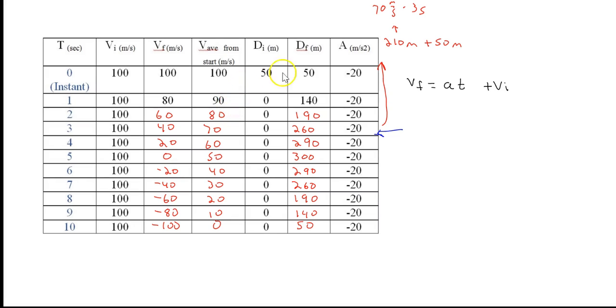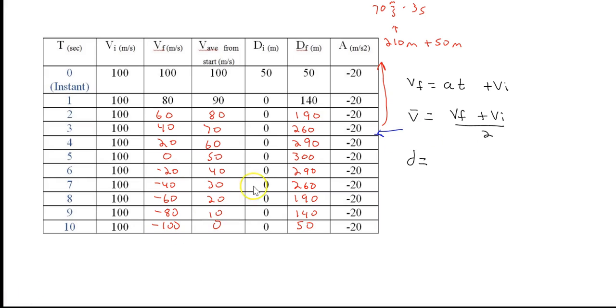It turns out that when you're dealing with a constant acceleration, the average velocity will be halfway in between both values. So we can find it very easily by adding our two velocities, our initial and our final, together and dividing by 2. That's going to be our average velocity.